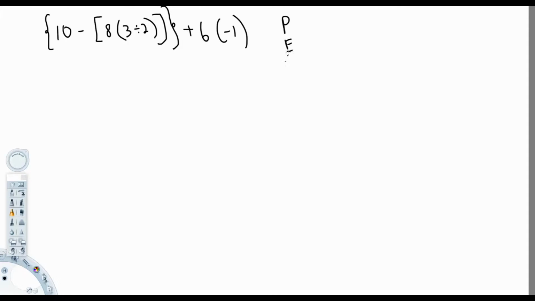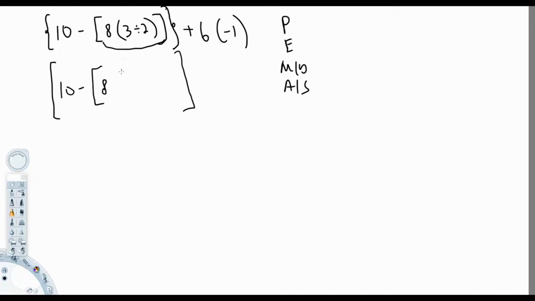Parentheses, exponents, multiplication and division, addition and subtraction. All right, so are there any parentheses? Yeah, we got a lot of parentheses. Now let's look at this. Here we have this gigantic parentheses to show us that this is one parentheses. Now we have 10 minus something else here in parentheses.